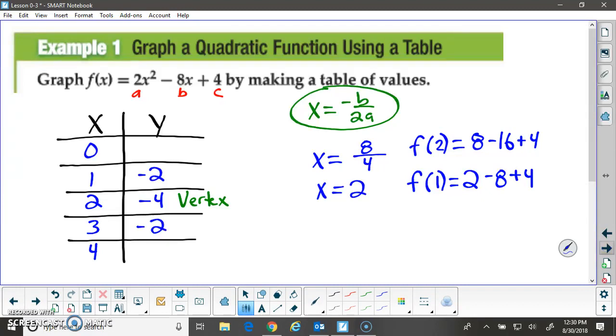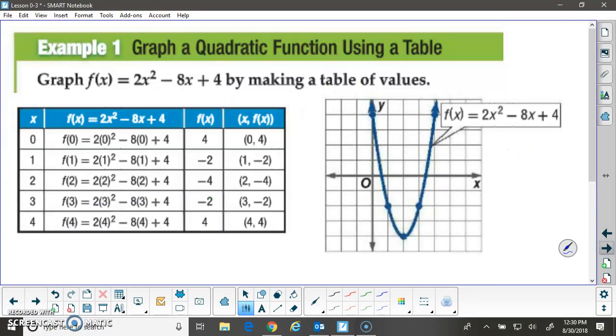And then likewise, I can put in a 0 or a 4, and I should get the same outputs. And putting in a 0 is easier than putting in a 4. If you put in a 0, you just get the C value right here. So that's +4. So there's your XY table. Once you get that XY table, you can plot those points to produce your graph.